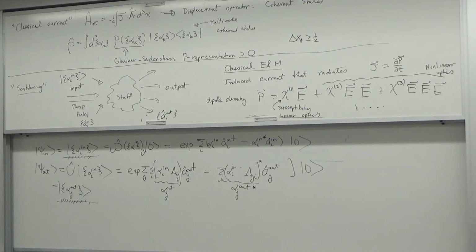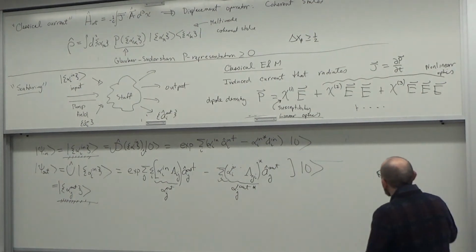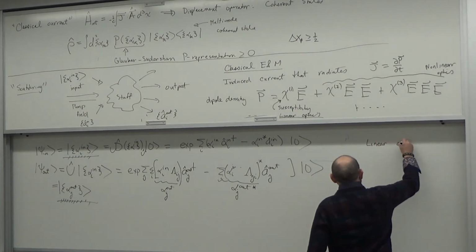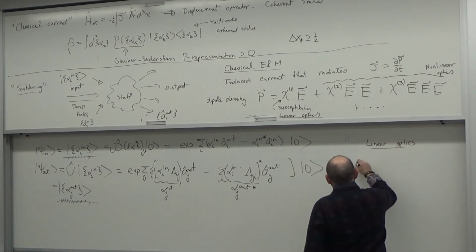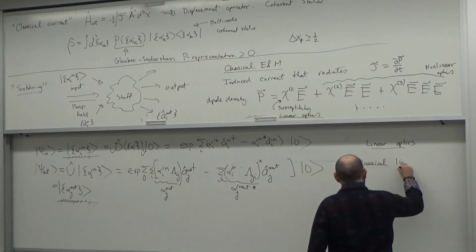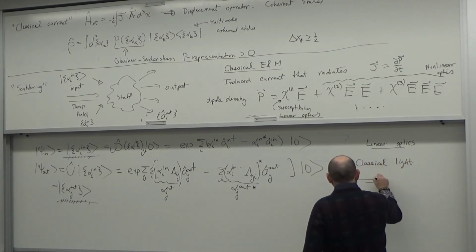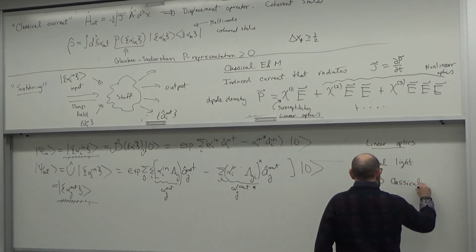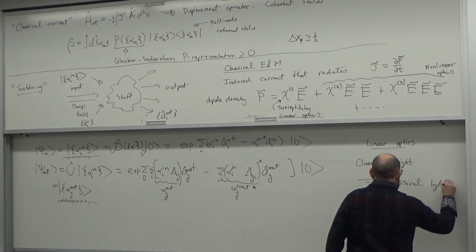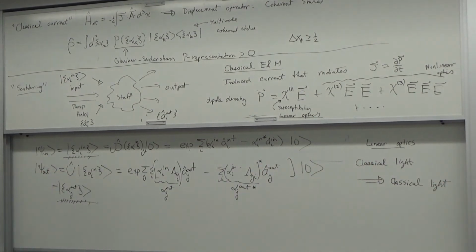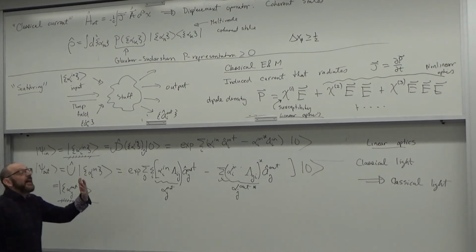So, the bottom line of all this calculation is that linear optics takes classical light to classical light. There's nothing you can do through linear optics to get non-classical current.